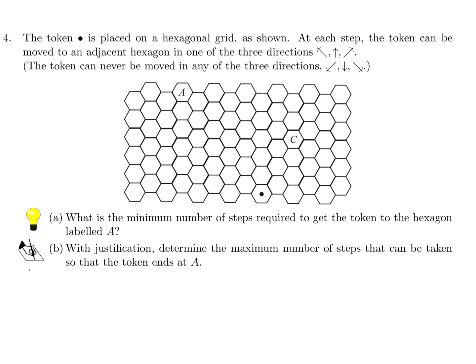The token dot is placed on a hexagonal grid. As shown, at each step, the token can be moved to an adjacent hexagon in one of 3 directions, either going to the northwest, northeast, or just the north. The token can never be moved in any of the directions that go south, I guess. What is the minimum number of steps required to get the token to the hexagon labeled A?